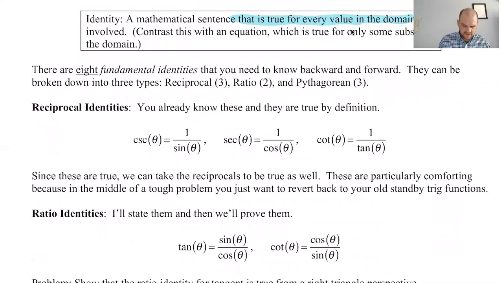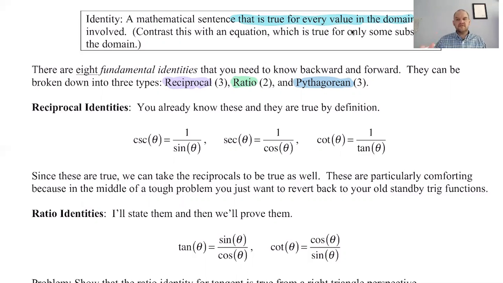Fundamental identities are called that. There are 3 types. There's reciprocal, and there's 3 of those. There's the ratio identities, and there's 2 of those. And then there's the Pythagorean identities, and there's 3 of those. I don't know. They're all pretty much equally important.